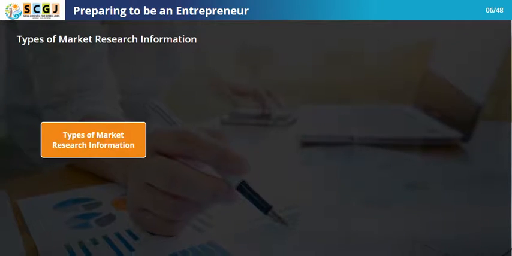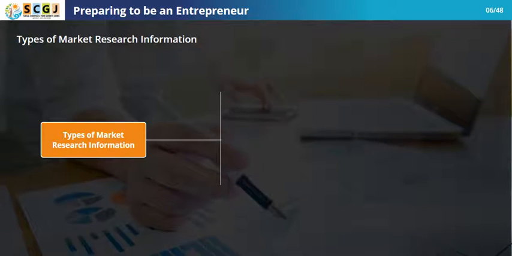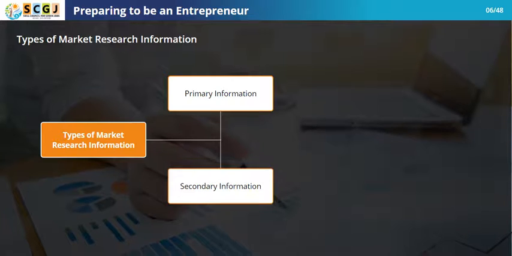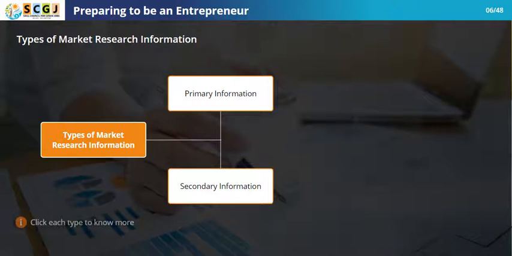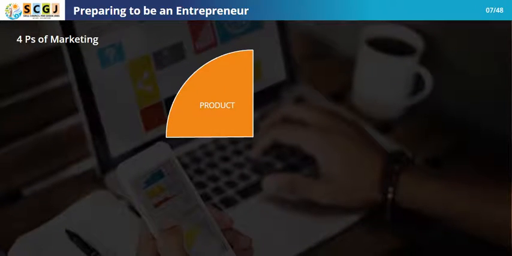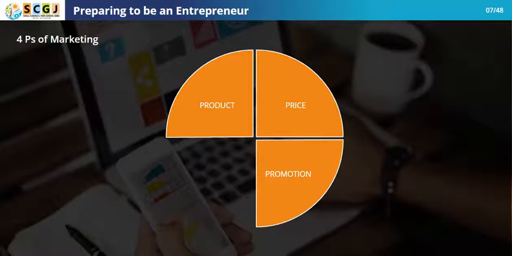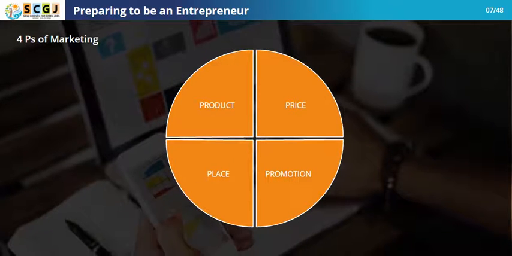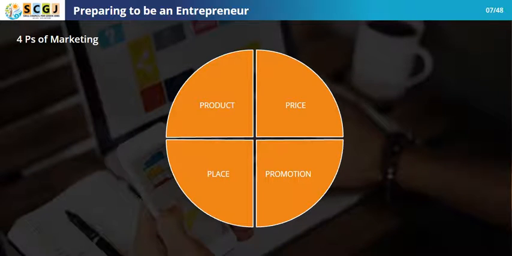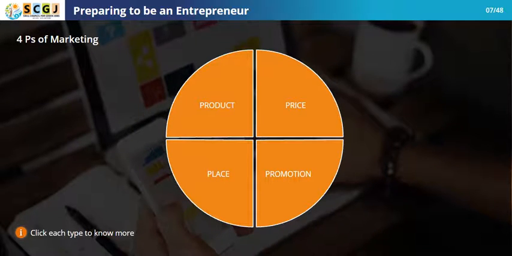Market research involves 2 types of data: 1, primary information, 2, secondary information. Click each type to know more. The 4 P's of marketing are product, price, promotion and place. Let's look at each of these 4 P's in detail. Click each type to know more.